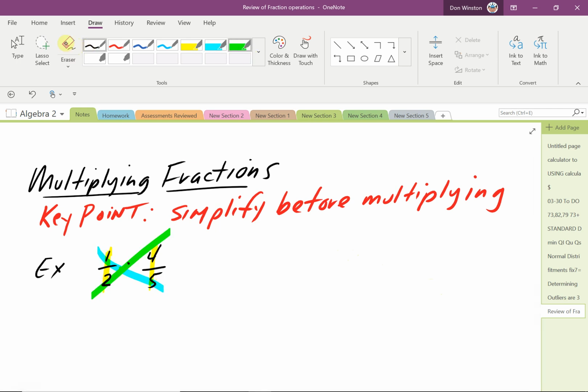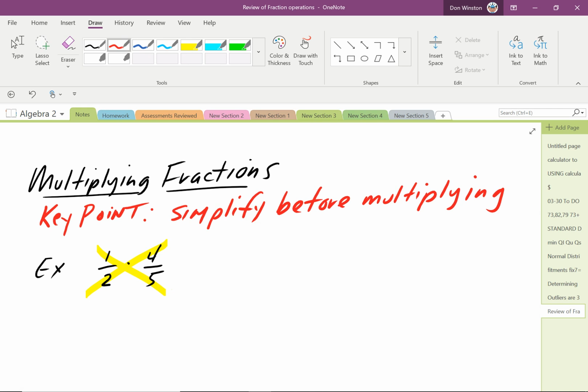Okay? Either way you do it, however you want to do it, or however you can do it. Okay, you want to simplify before. Here, let me just erase that. You want to simplify before multiplying. So this was 4/5. Okay, so I see that I can't simplify anything between 1 and 2 and 4 and 5, but I can simplify in the diagonals here. So I'll simplify in the diagonals.